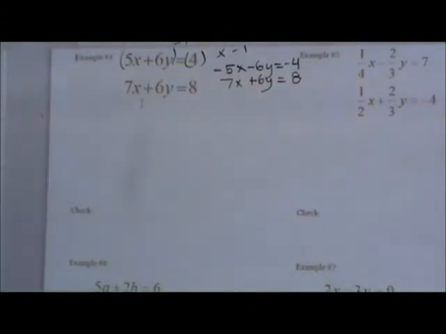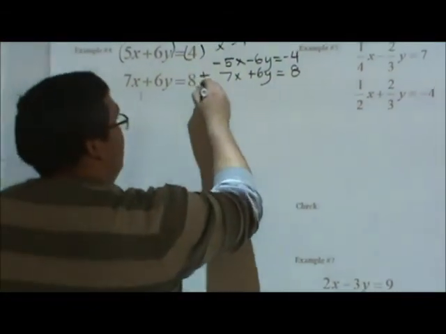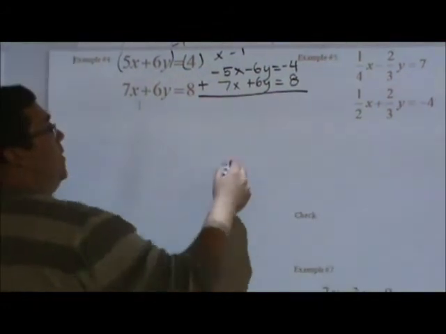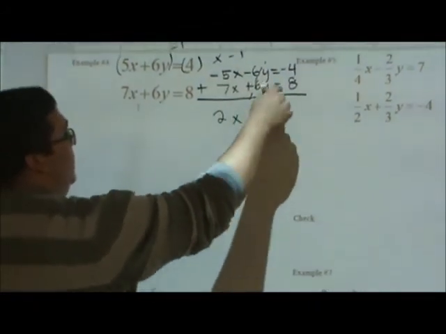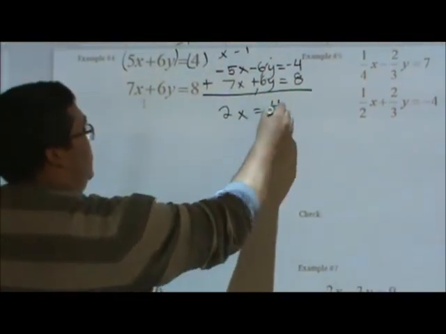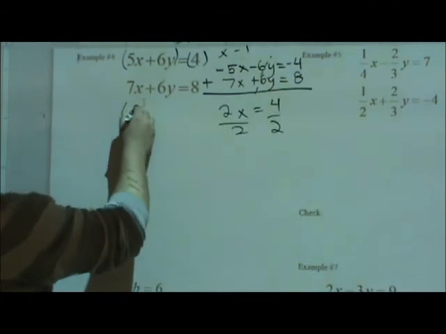And now, this problem is no different than the problems we did on the first page. Write our big plus sign. Put the bar underneath. These are eliminated. 2x, 4, divide by 2. So we get x is 2.